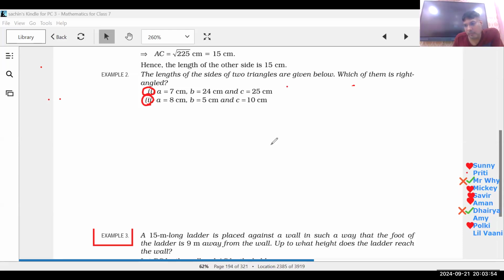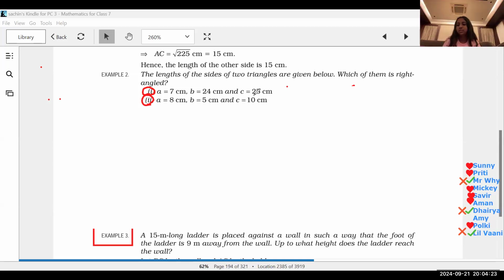So Preeti, Amy, and Lilwani, just send. Amy, beta, send your answer. I didn't get enough time to solve it. Have you solved question 1 yet?